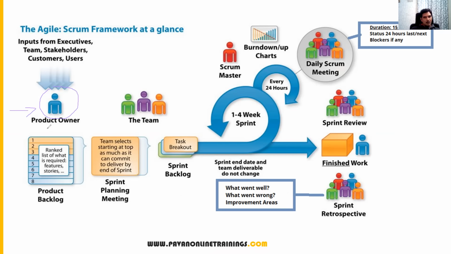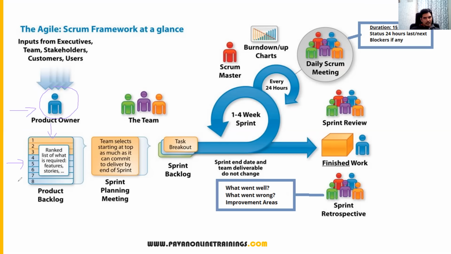Once he gets all the requirements or features from the customer, he will prepare a document called the product backlog. So the product backlog is prepared by the product owner. He will list out all the stories in that particular document. That is called a product backlog.